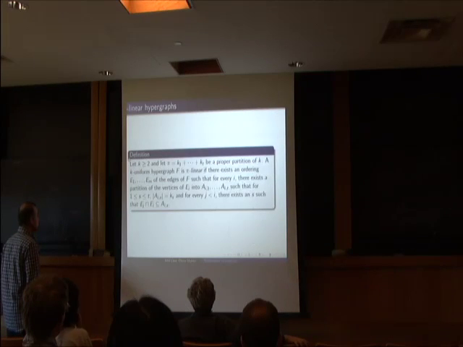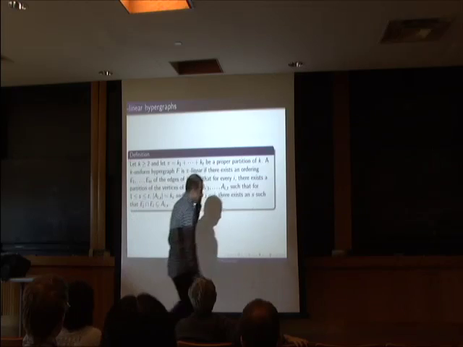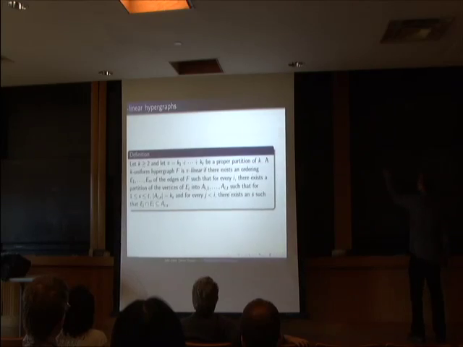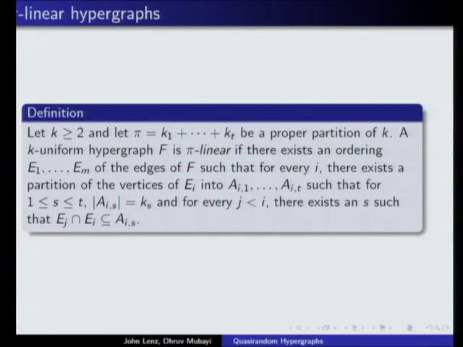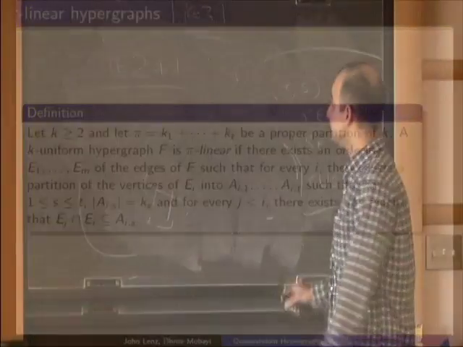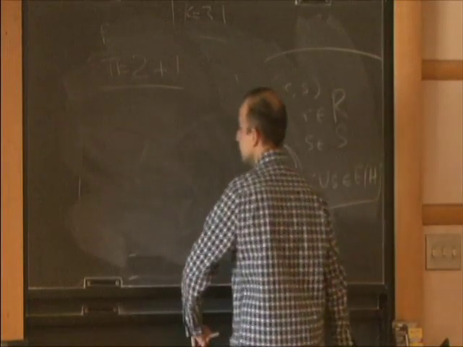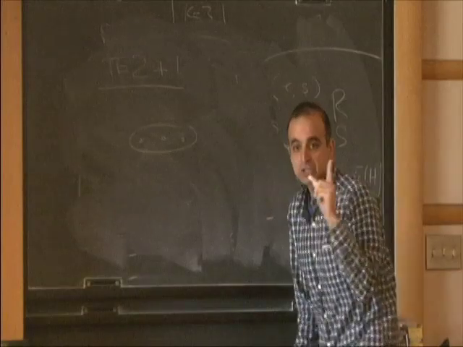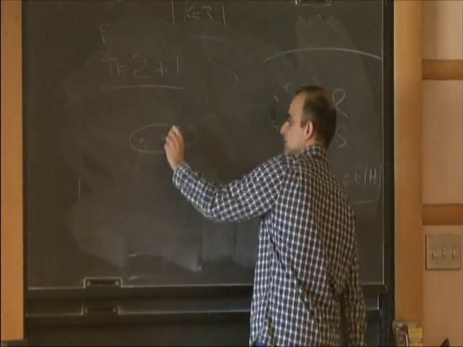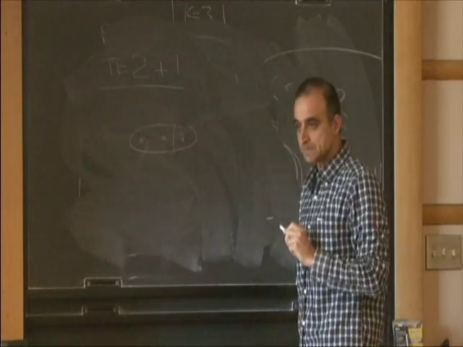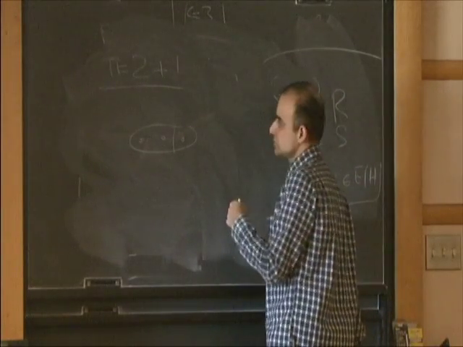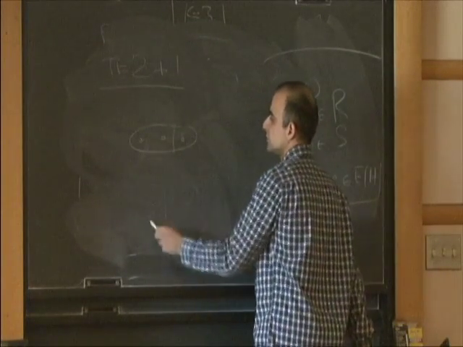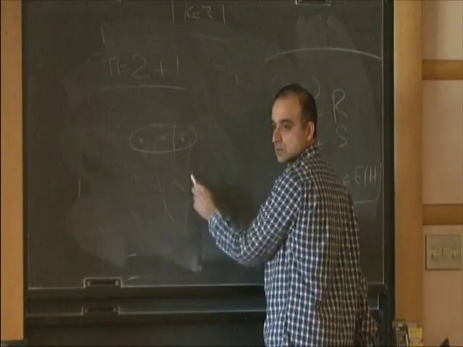Okay. Pi linear is a bit of a pain to describe. You could read it, but let me just show you what it means for a simple case. What does it mean that a 3 uniform hypergraph is 2 plus 1 linear? First I'll lie and then I'll fix the truth. It means that for every edge, which has 3 points, there is a partition of the vertices into a set of size 2 and a set of size 1, such that every other edge which intersects this edge respects the partition. So every other edge should do this or this or this, but should not do this.